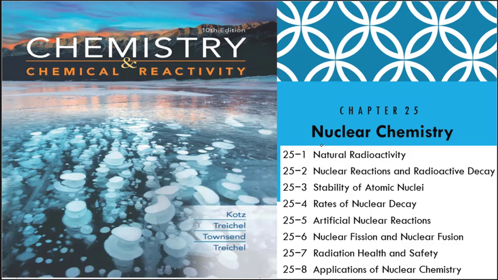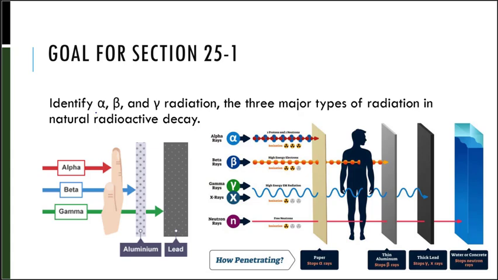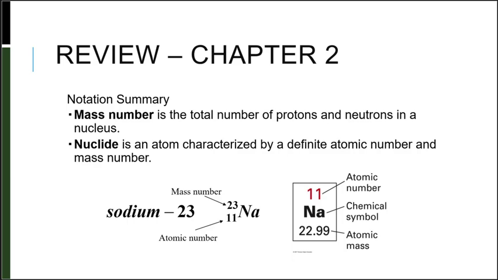This chapter we are focusing on nuclear chemistry. So much of inorganic chemistry focuses on the chemical reactions that take place with the electrons. But with nuclear chemistry, we are focusing on the nucleus of the atom. In this section, you will be able to identify alpha, beta, and gamma radiation, the three major types of radiation in natural radioactive decay. First, let's do a quick review of notations, mass number, and nuclides.